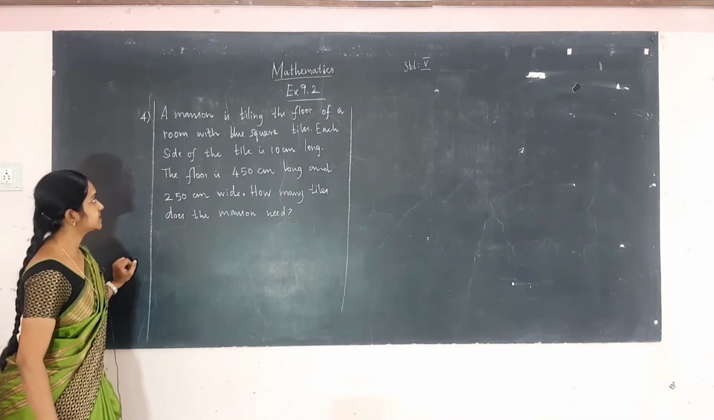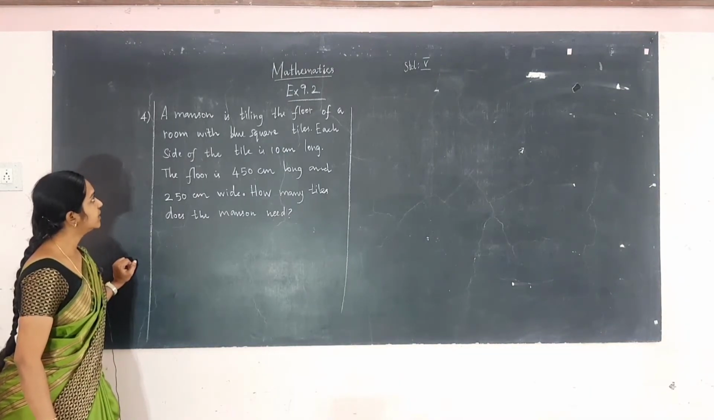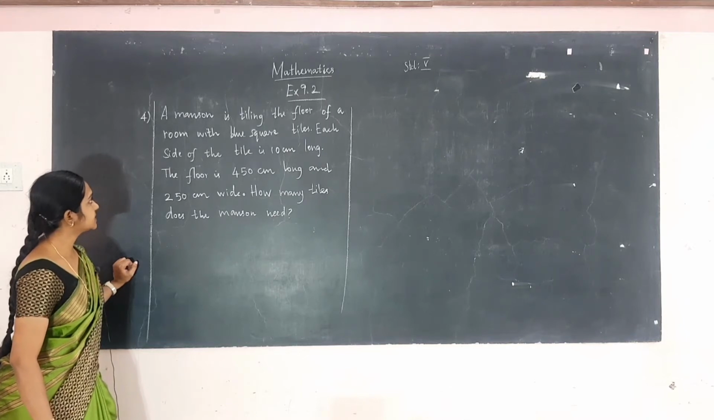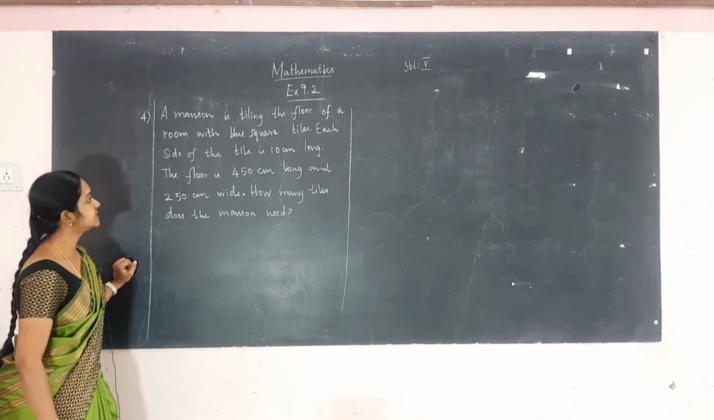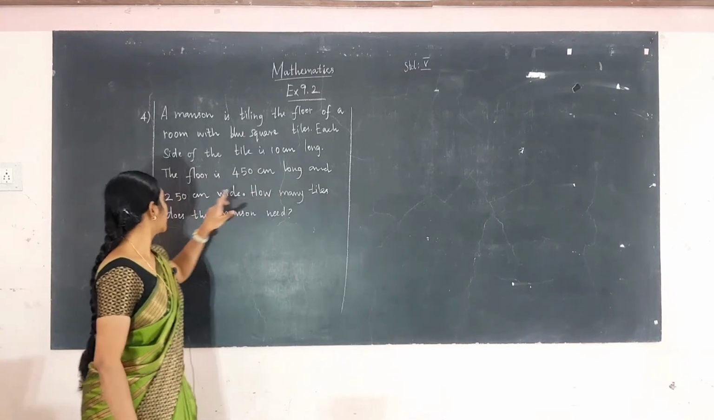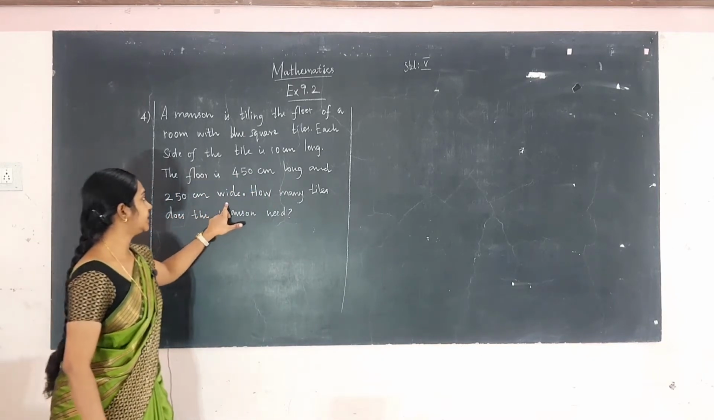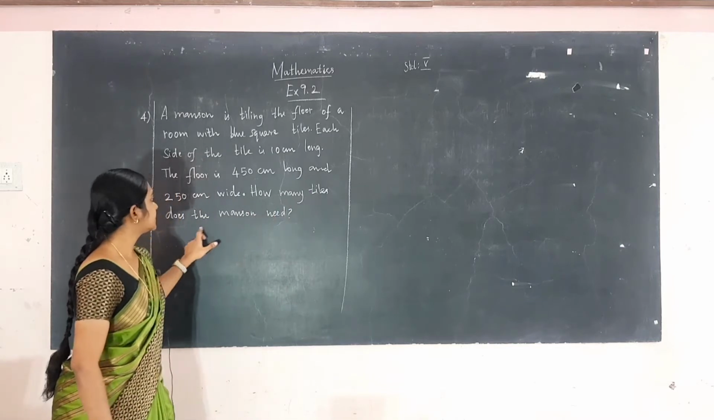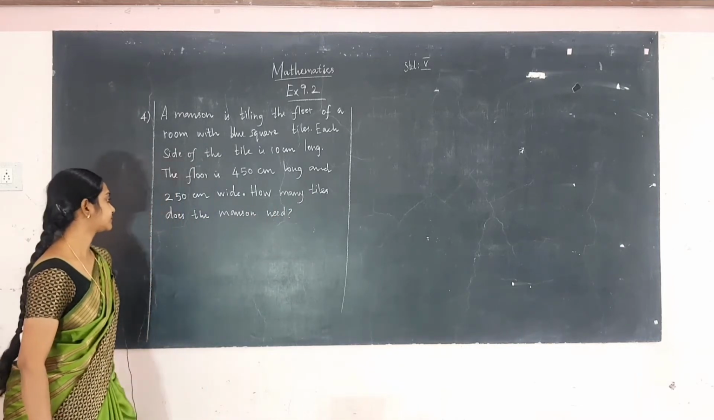A mason is tiling the floor of a room with blue square tiles. Each side of the tile is 10 centimeter long. The floor is 450 centimeter long and 250 centimeter wide. How many tiles does the mason need?